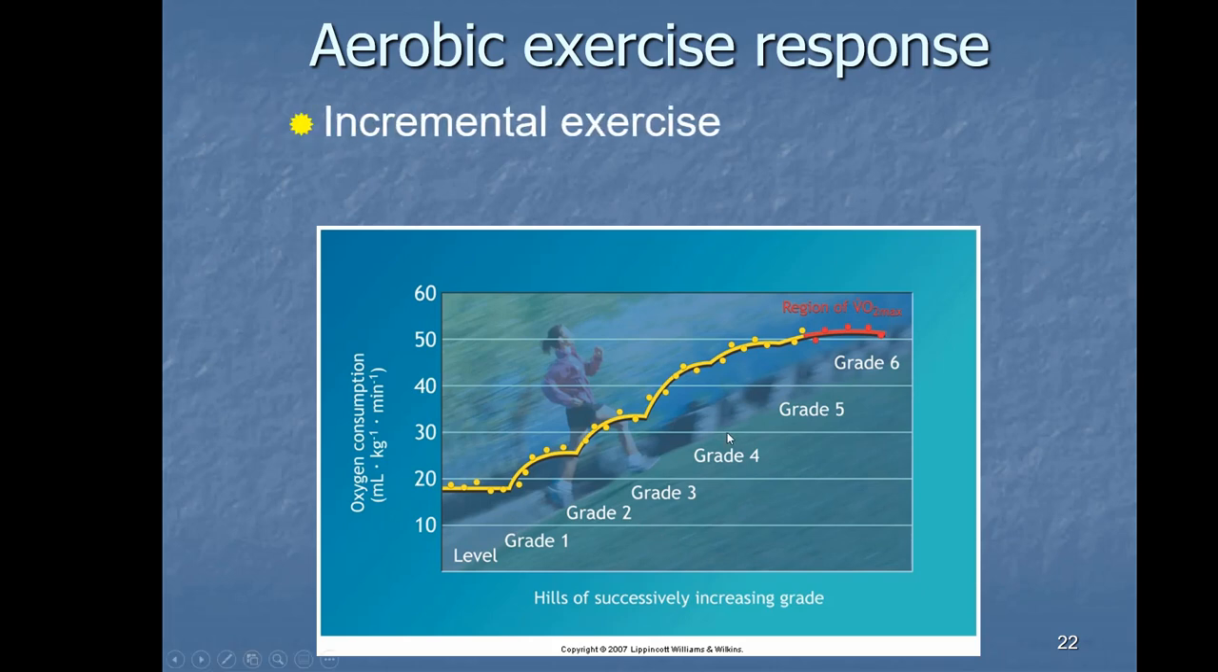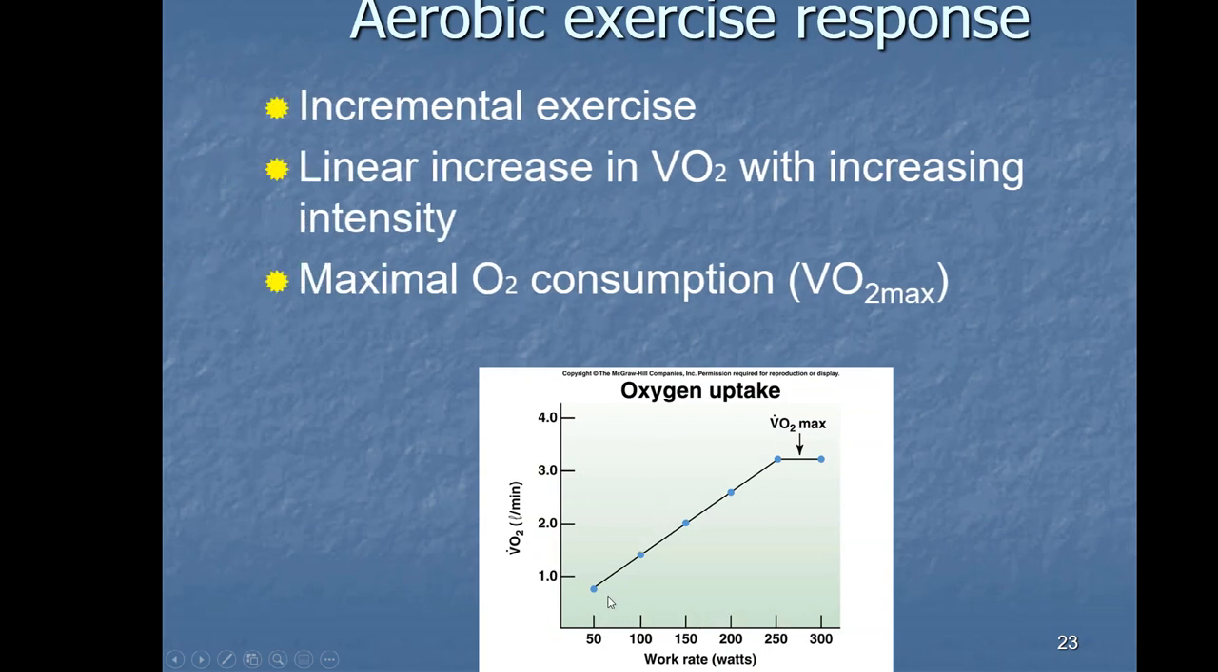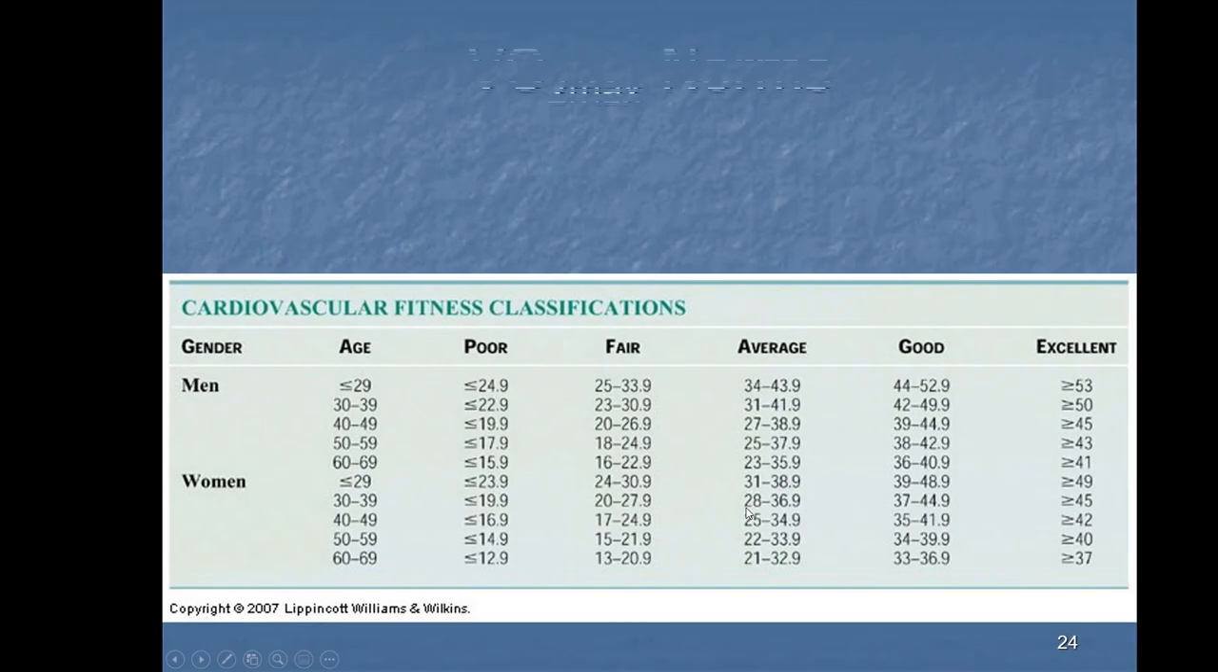So this is incremental exercise, and I have another graph right here that looks a little bit cleaner. As intensity goes up, oxygen consumption goes up, and it'll peak out at what we call your VO2 max. So linear increase, and we call that maximal oxygen consumption. It represents your maximal ability to intake oxygen, transport oxygen, and utilize the oxygen in the muscles. And this VO2 max is our best indicator of aerobic fitness. If you've ever had your aerobic fitness level assessed, VO2 max is the gold standard.